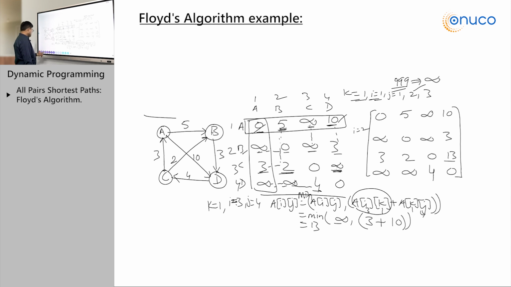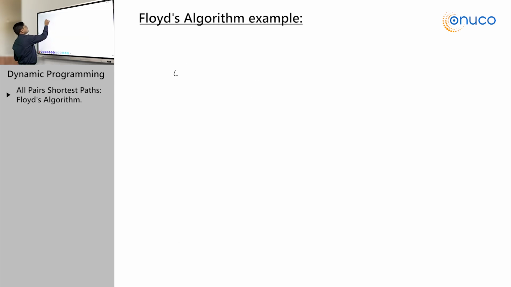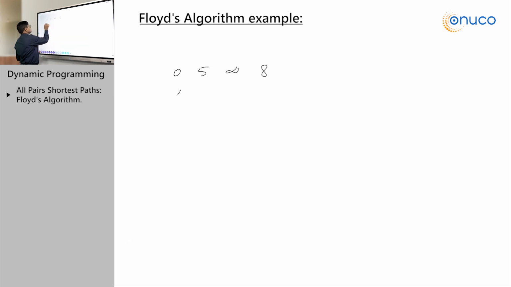So hence, we can update those values, right, by 7 and 6. And that will be after updating k is equal to 3. After performing this k is equal to 3, our answer is going to be 0, 5, infinity, 8. Infinity, 0, infinity, 3.